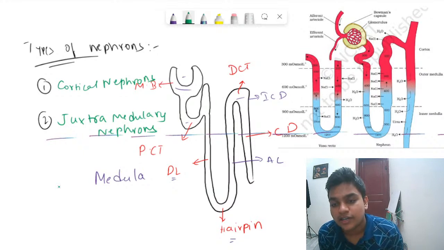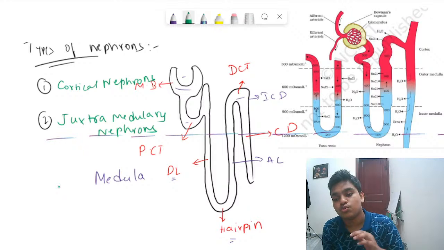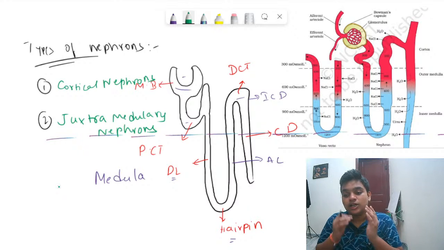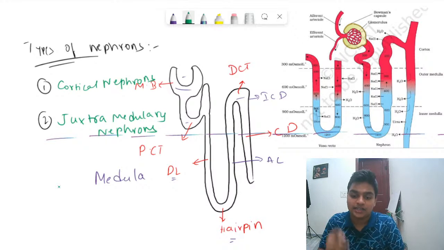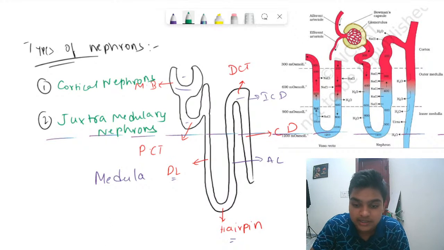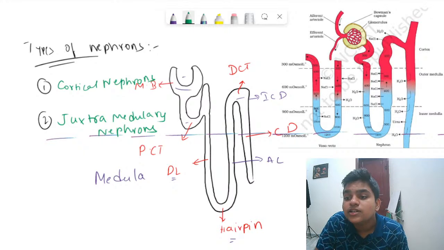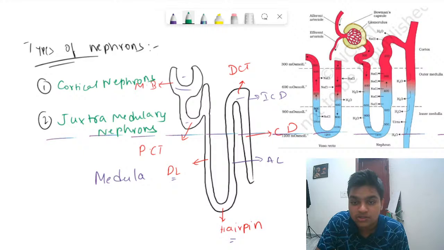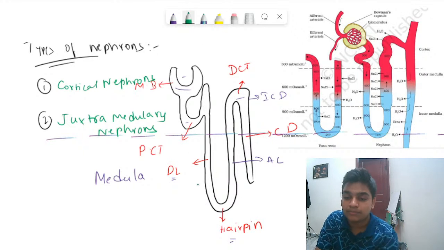These cortical nephrons are the nephrons whose hairpin bend is very small. Their vasa recta is either reduced or absent. In these cortical nephrons, the vasa recta is either reduced or it is absent.